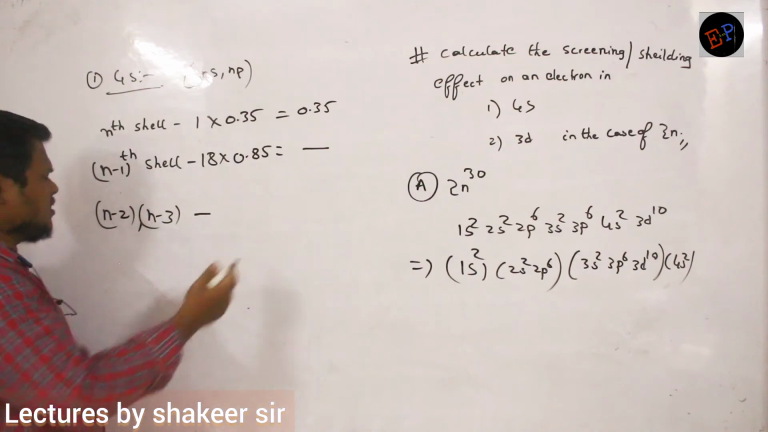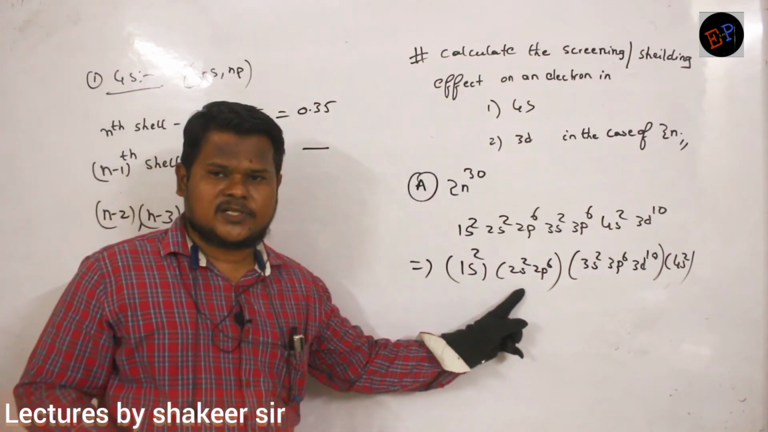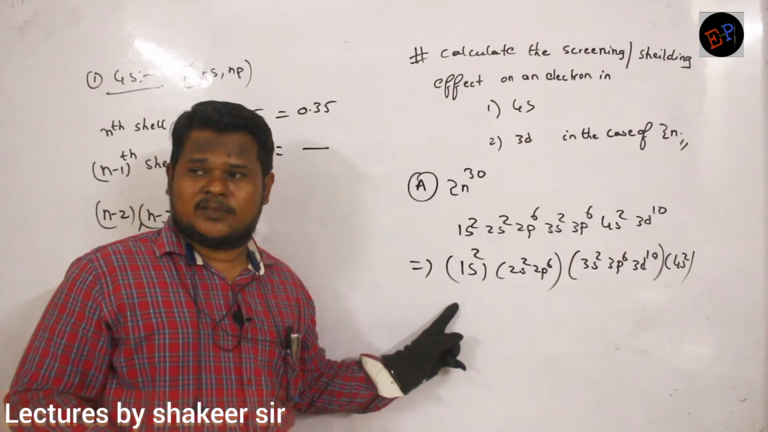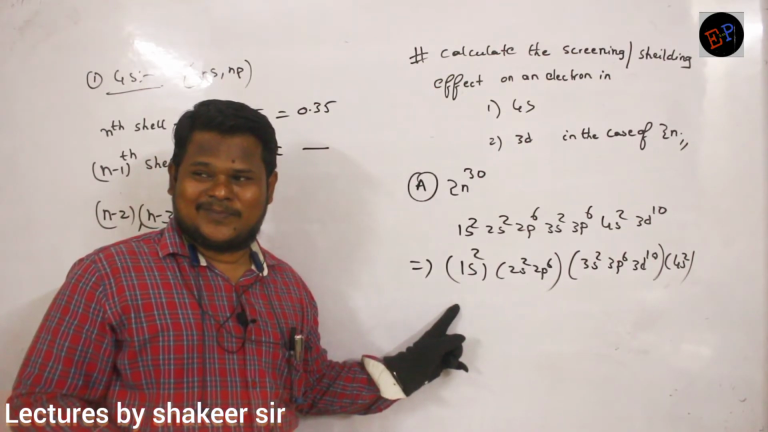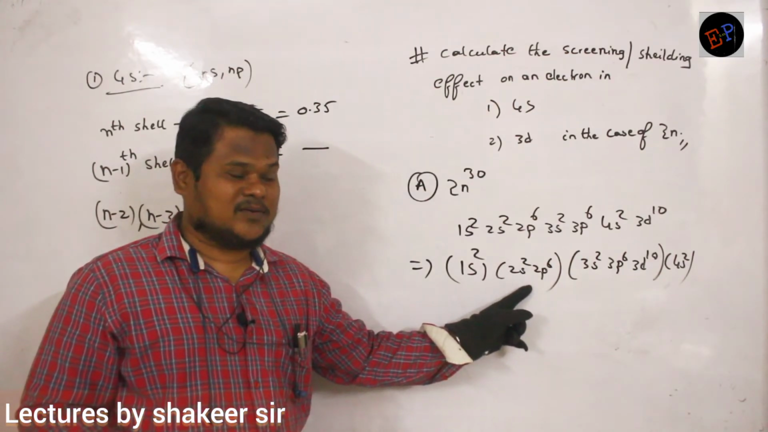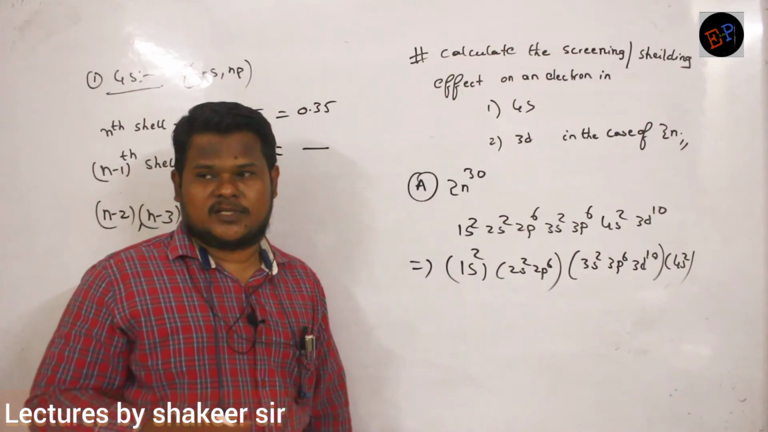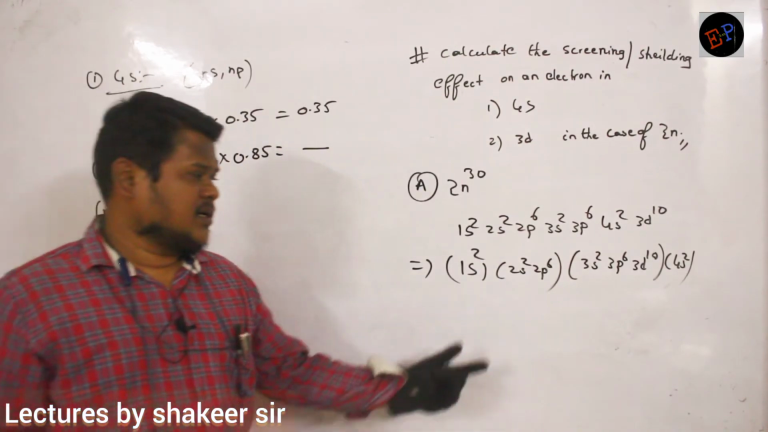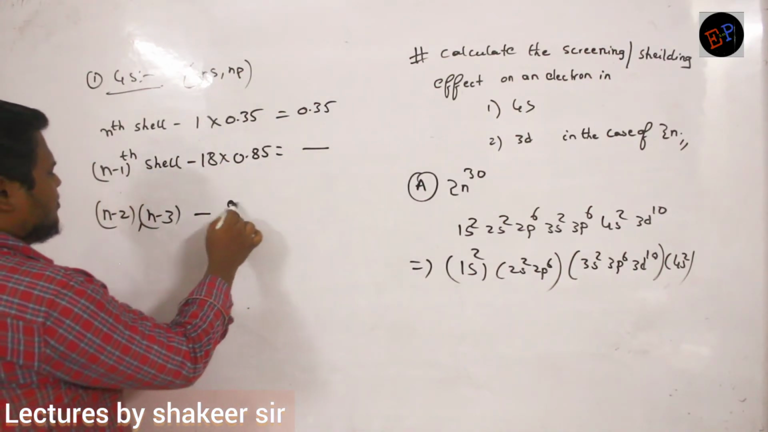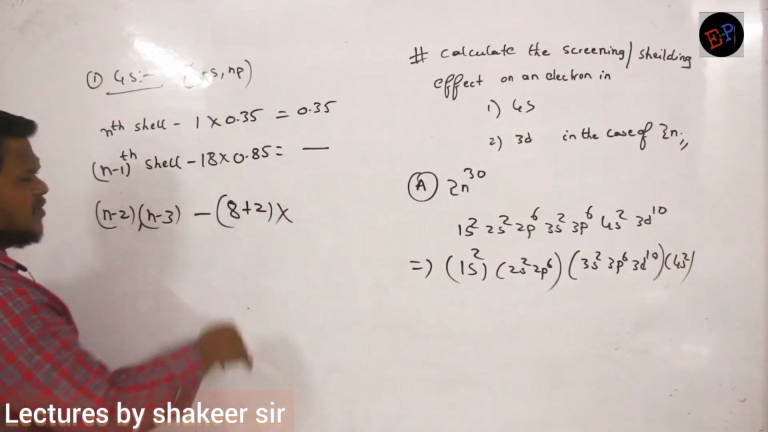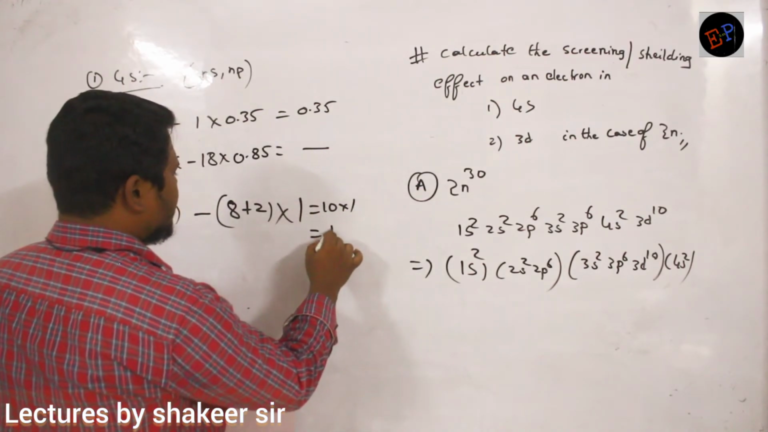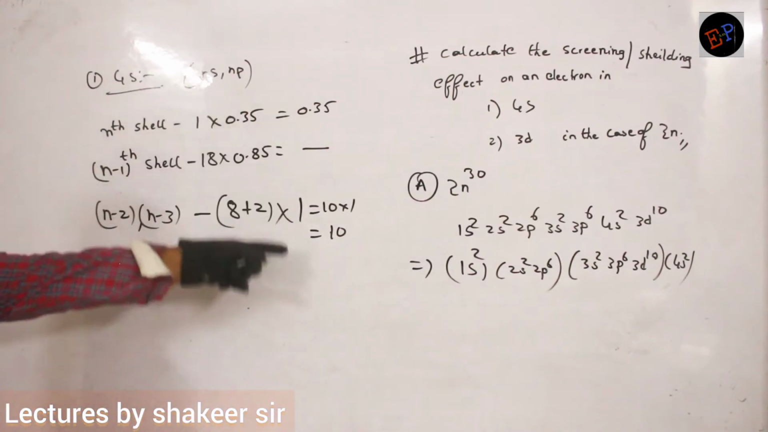So therefore, what is n minus 2? N minus 2 is the second shell. N minus 3 is the third shell. Clear, n minus 2 shell is the second one, n minus 3 shell is the first shell. So total how many electrons? 8 plus 2, 10 electrons. And they will provide a shielding constant of 1. So 10 into 1 is how much? 10. Add all of them.